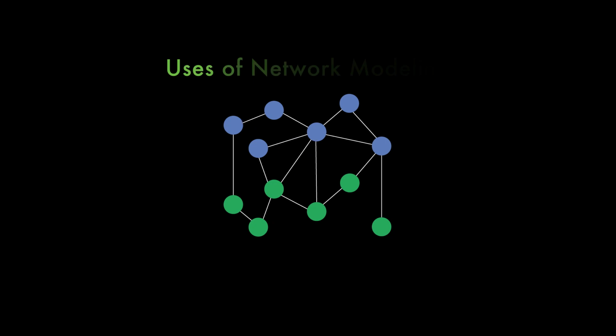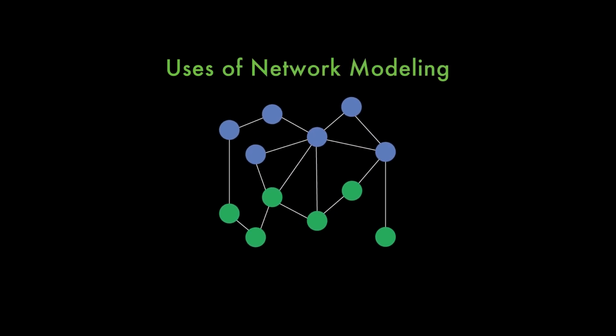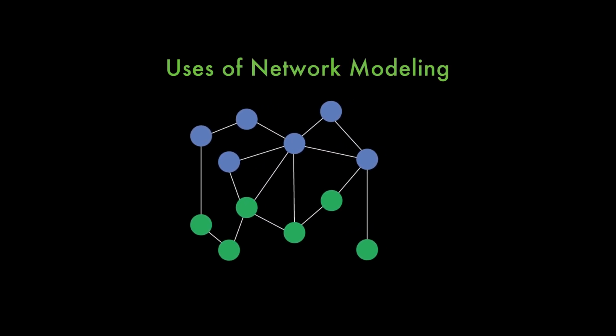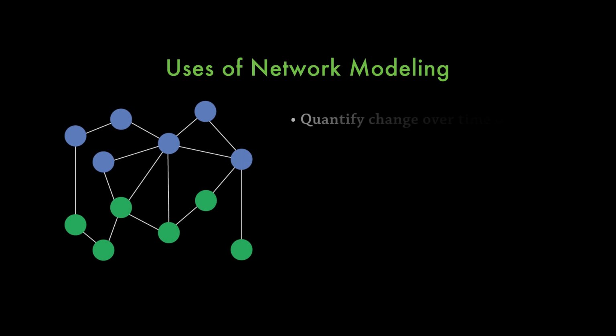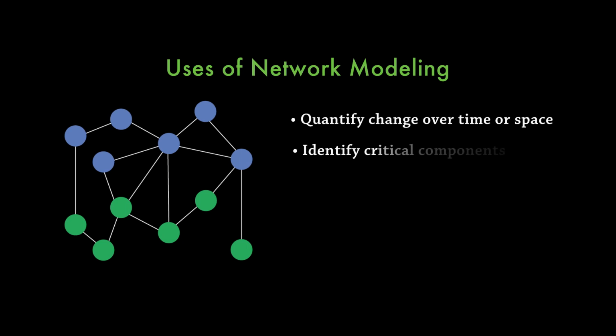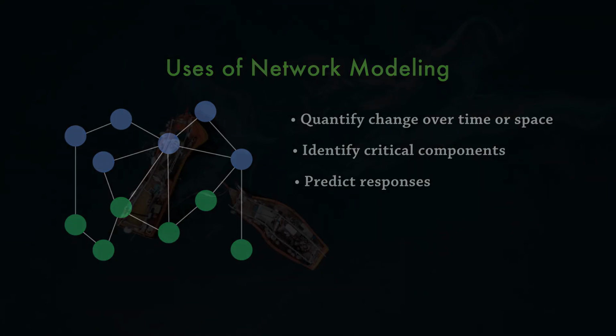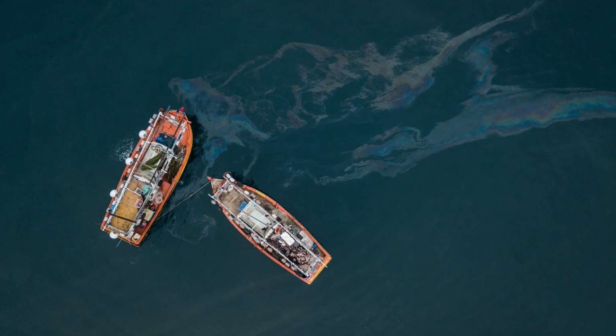Throughout the talk, we'll be using examples to illustrate 3 major uses of network modeling to study socio-environmental systems. First, they can quantify changes in system structure over time or space. Second, they can be used to identify critical system components for control or management, for example, to allocate resources or control invasive species. And third, they are useful in predicting responses to that management or responses to perturbation, say, when oil spills impact fishing communities.